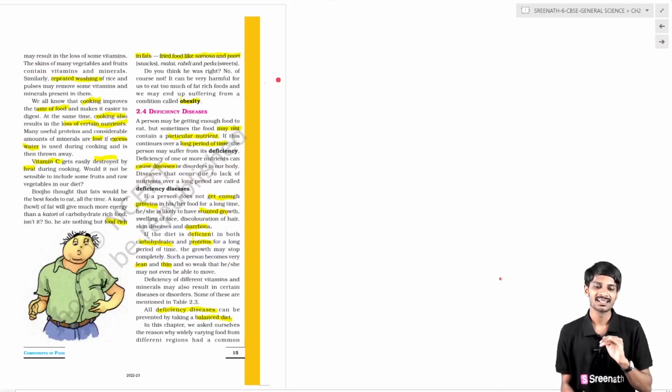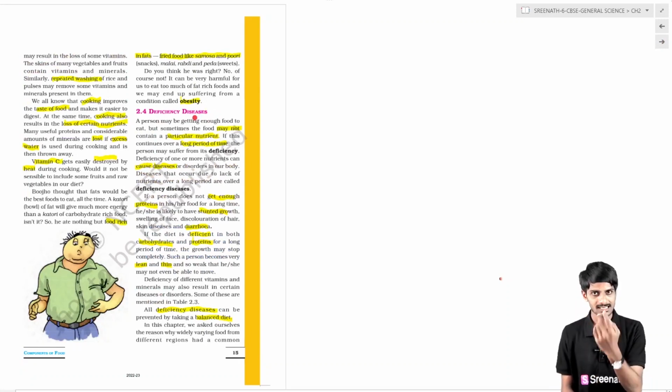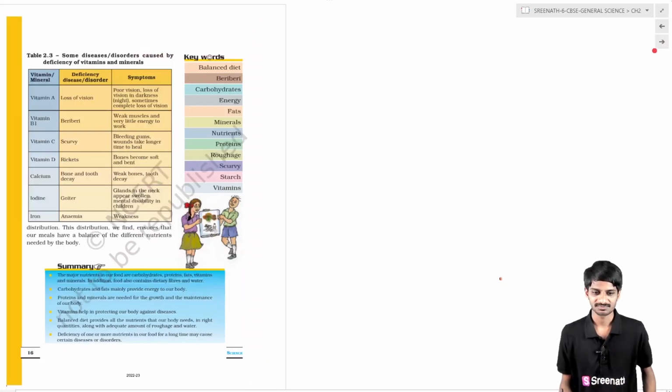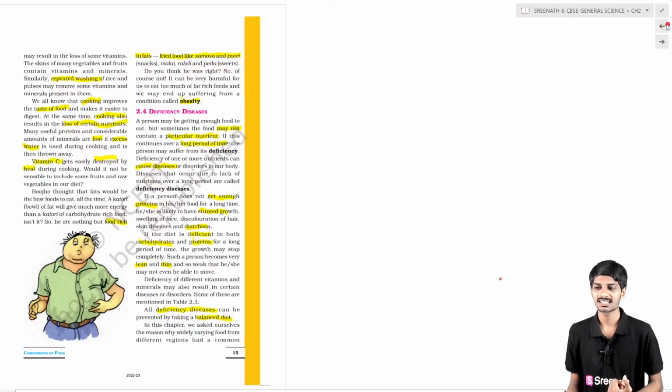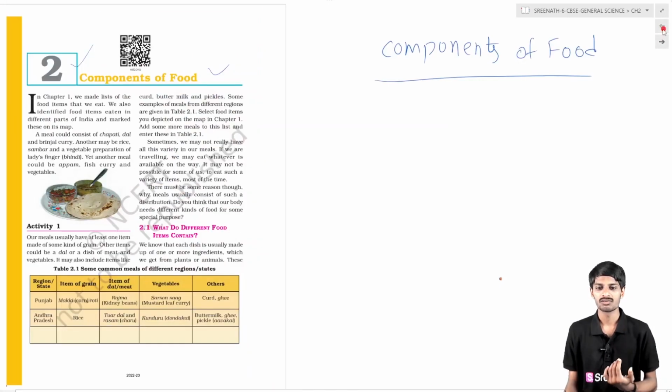And finally, the fourth topic is deficiency diseases. What are the diseases caused when we don't take proper food, when we don't take a balanced diet? That is the deficiency diseases. After that there are keywords and summary, and our chapter will be completed. So without wasting time, now we will start our session.